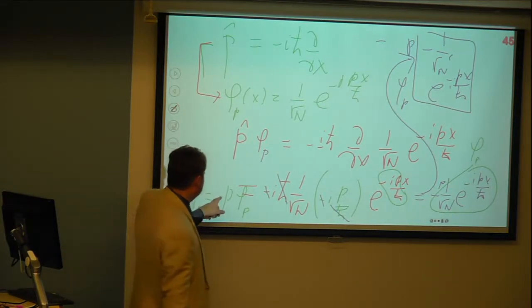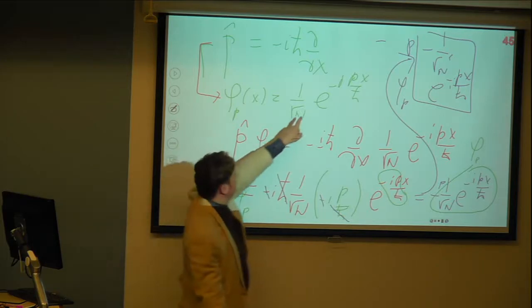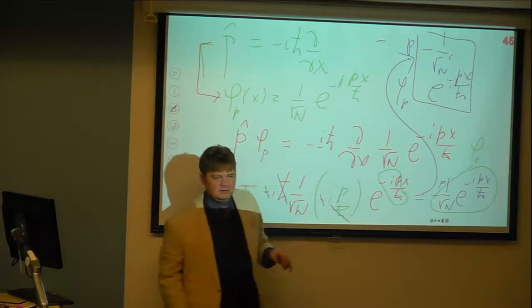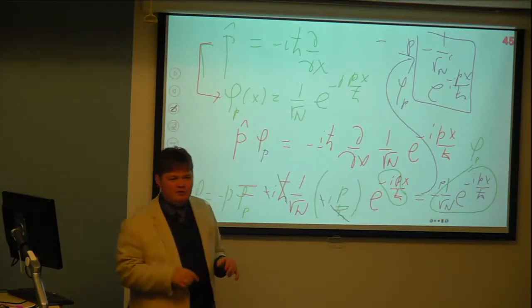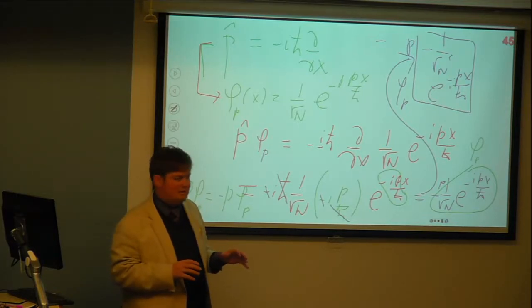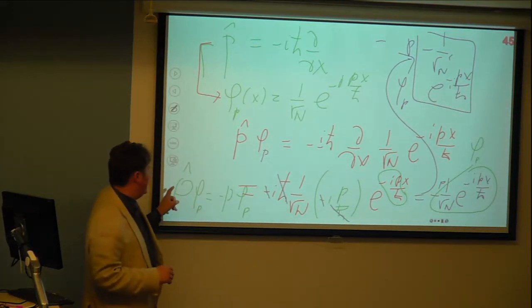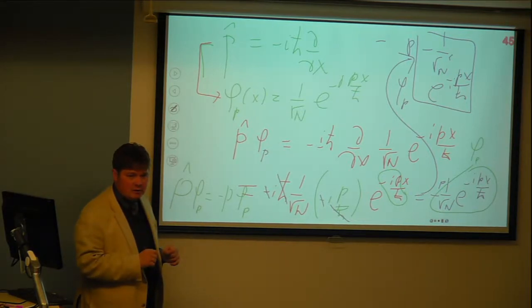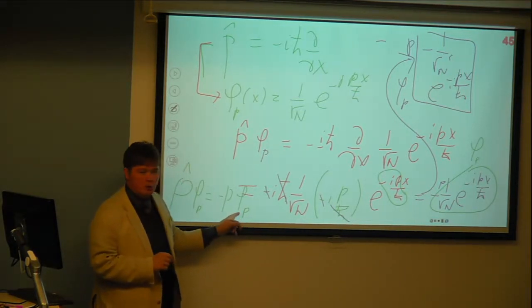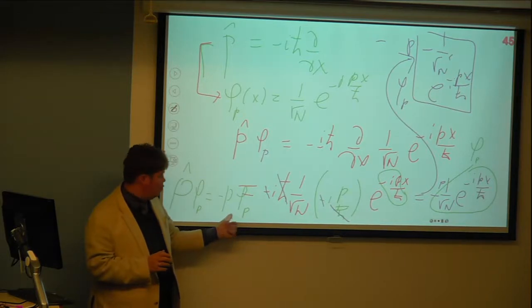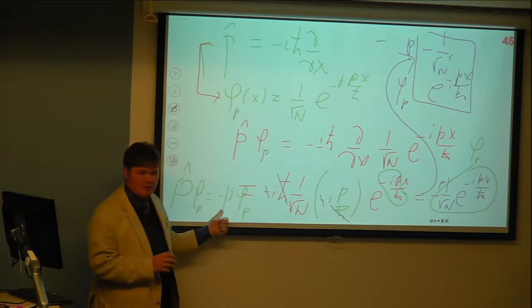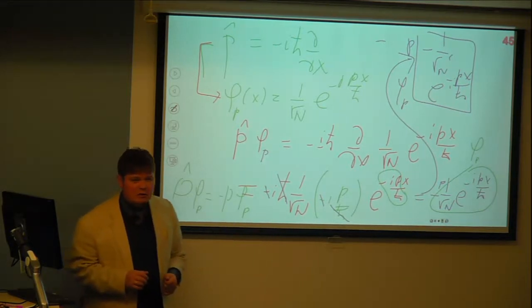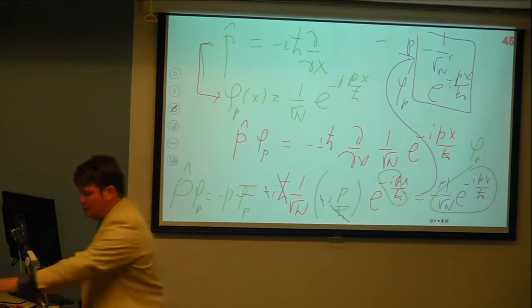And this minus sign is just my punishment for putting in the minus. I don't want to go quickly and remove it, otherwise it will be too much mess. But acting by the momentum operator on a plane wave, you are reproducing the plane wave again, with the value of momentum in front. How do we verbally describe it?